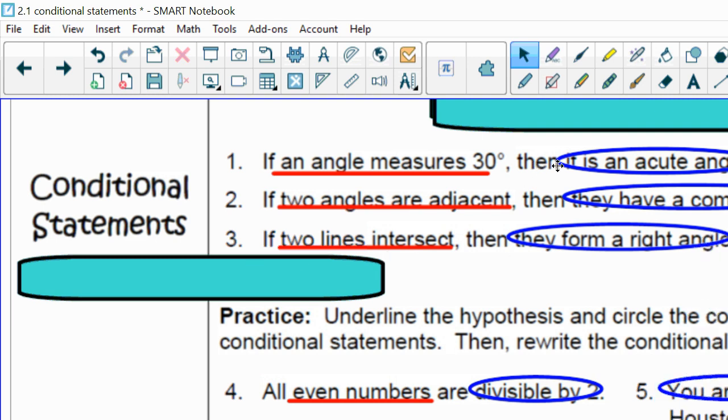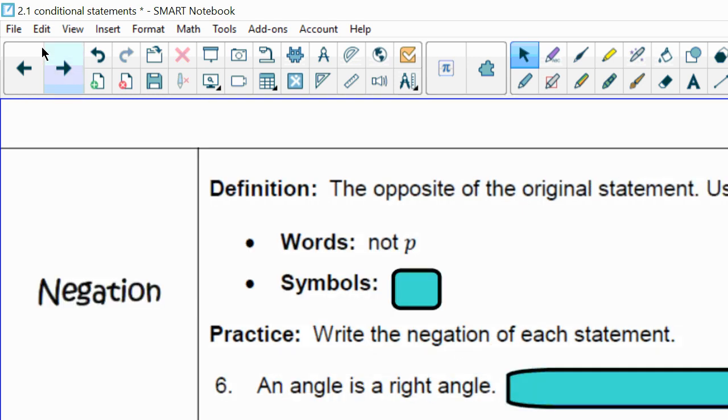Number 5, you are in Texas if you are in Houston. Of course, we could rewrite that one as, oops, if you are in Houston, then you are in Texas. So, like I said, if I'm going too fast, you can pause and rewind so that you can get it all written down.